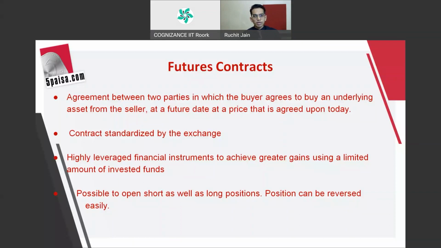So in futures, you have to trade in lots: 1 lot, 2 lots, 3 lots, 4 lots, 5 lots, and the quantity per lot is fixed. If the exchange has fixed 250 shares of Reliance in one lot, you can either buy 250 shares, that is one lot, or 500, or 750, or 1000, so in multiples of 250. This is how it is traded in futures. The prices of futures depend on the cash market. If cash market prices go up, futures prices will also go up. If cash prices go down, futures prices will also go down.